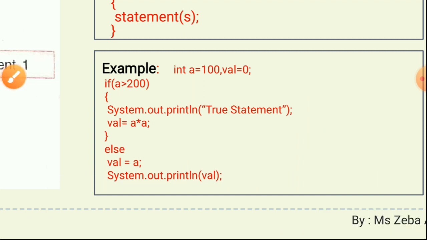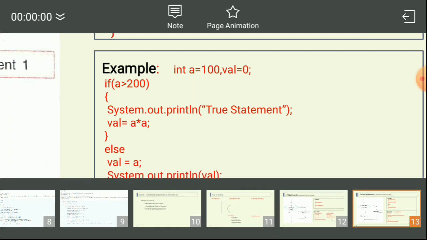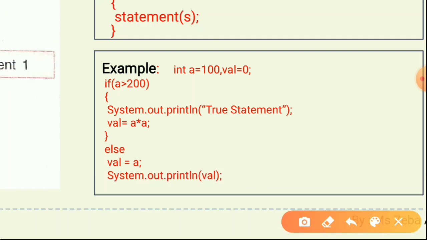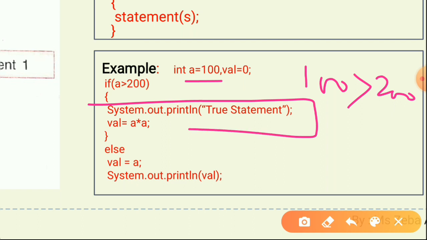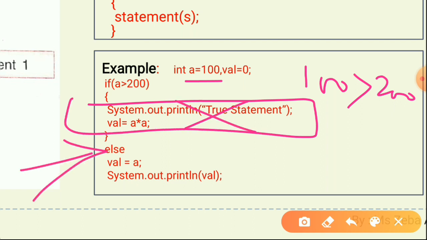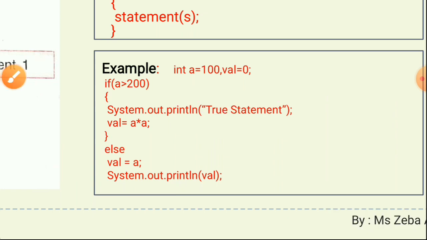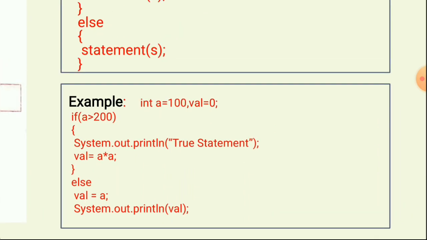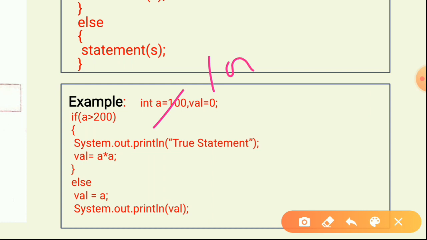Now see the output. We have the value of a, that is 100. So 100 is greater than 200, the condition is false. These compound statements will not get executed, the else portion will get executed. Now val becomes a, that is 100. So the output is 100. Now let us assume that the value of a is 1000.